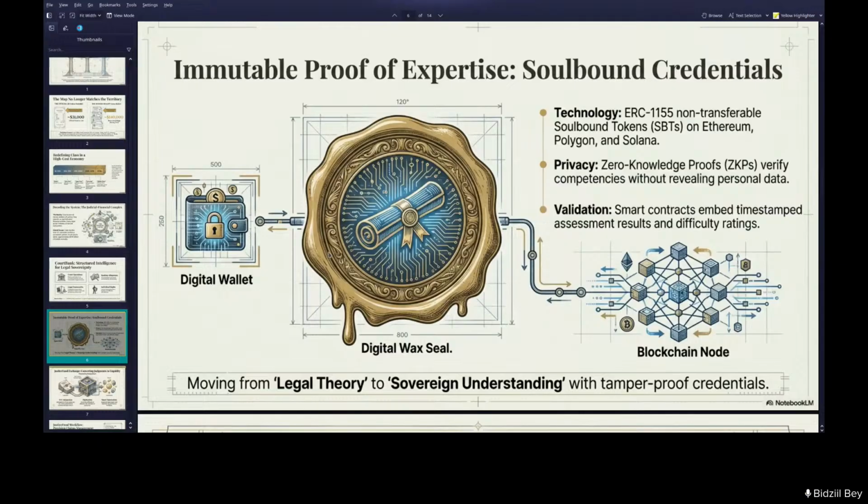Right. And beyond just the education, advanced achievements unlock these specialized decentralized autonomous organizations, or DAOs, which are focused on legal research. So this is where the governance element comes in. Exactly. By holding the verified certificate, the legal community gains governance voting rights on critical decisions.